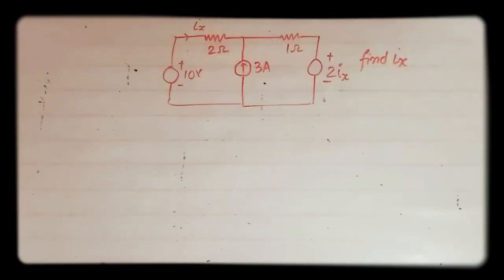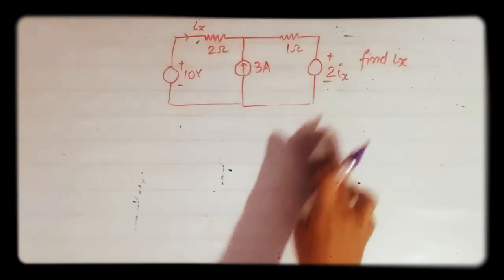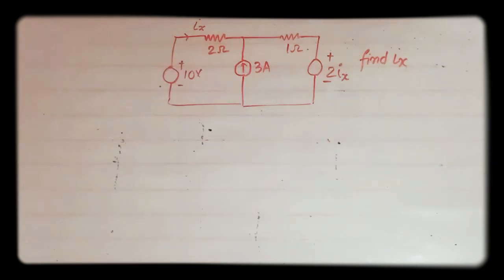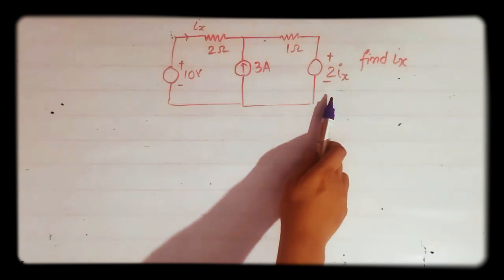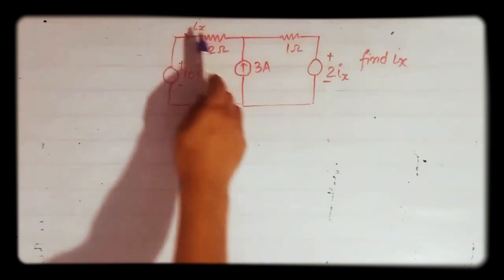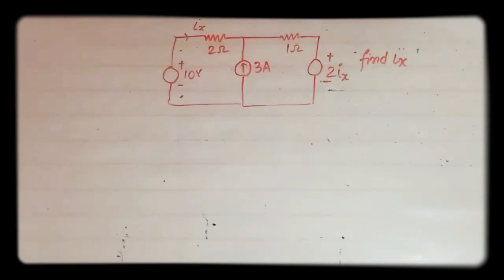Now we are going to solve this circuit. In this circuit, a 3 ampere current source is given. This is a 10 volt voltage source. This is a dependent voltage source, that is 2ix, and this is current ix. Now we have to find the current ix.